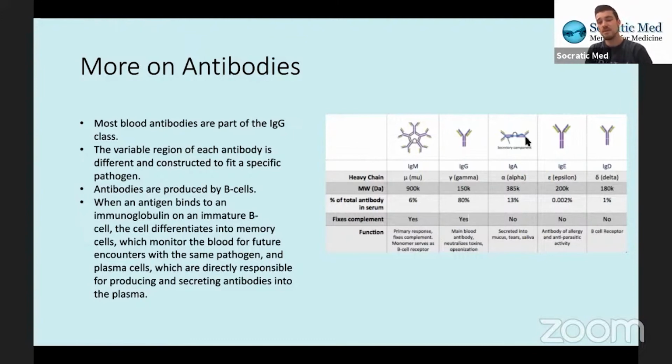The first one, like we said, is a memory cell, and it's basically just surveillance for your body. They're floating around your blood and they're making sure that we don't come into contact with that antigen again. If we do come into contact with the antigen again, then it attaches to it and it starts multiplying and it creates more plasma cells. Plasma cells are the ones that are directly responsible for producing and secreting antibodies into the plasma. So those are the ones that are actually releasing the immunoglobulins and the ones that are actually responsible for the immune response by the B cells. So those divide asymmetrically, they make two.